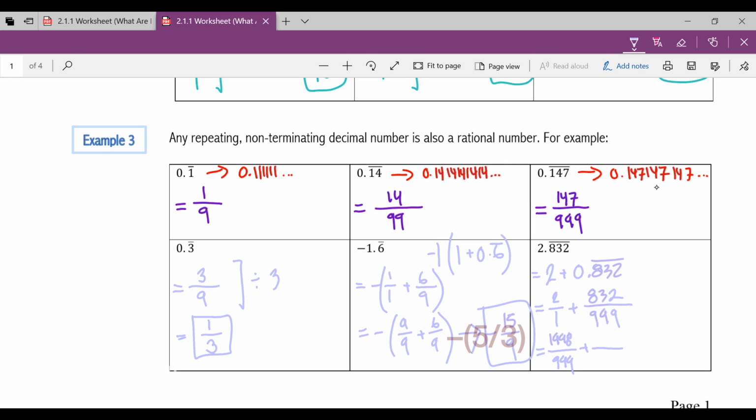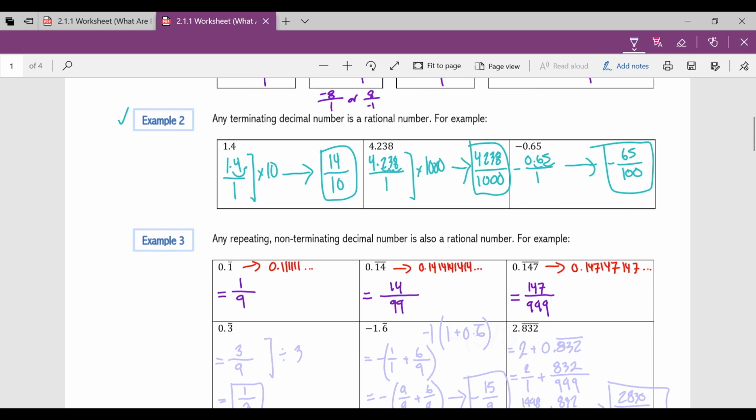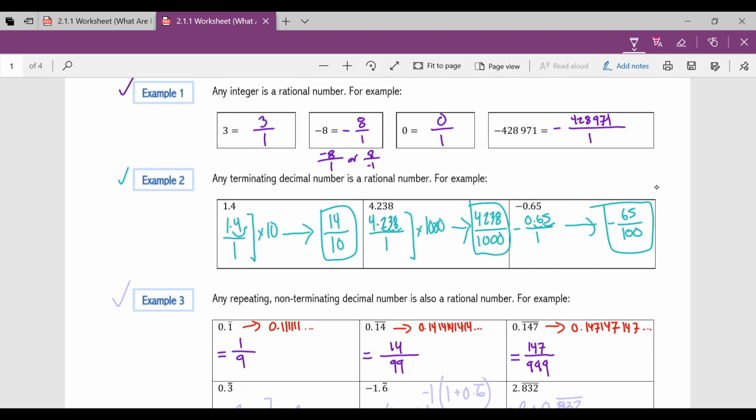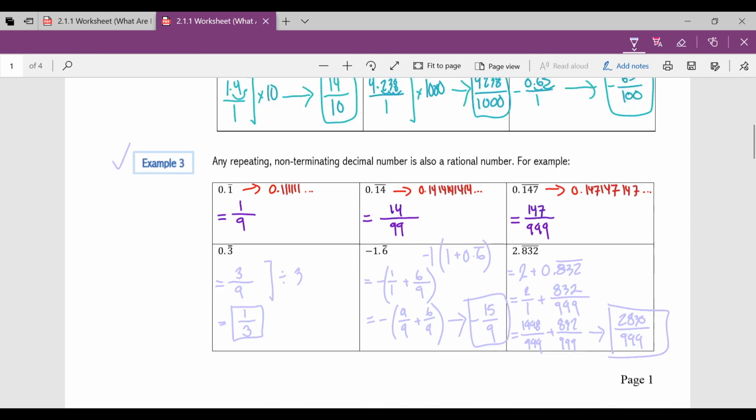And we already have this one as 999, a fraction of 999, 832. And when we add now 1998 plus 832, we're going to get, I think, 2,830 over 999. And there we go. We're good to go. So there's the 3 easy examples of different forms of rational numbers: integers, terminating decimals, and repeating non-terminating decimals.